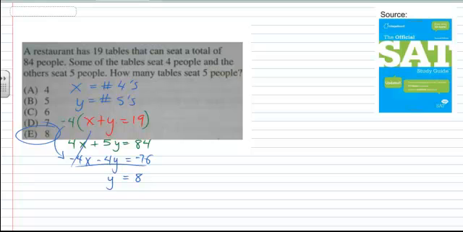Now you can see how convenient it is to write a little note to yourself as we did, describing what your variables mean. If I didn't stop and say that x is the number of tables with 4 people and y is the number of tables with 5 people, I might have picked a different answer. I might have picked whatever x is and selected that. And this happens really frequently on systems of equations problems, so you want to be very careful.